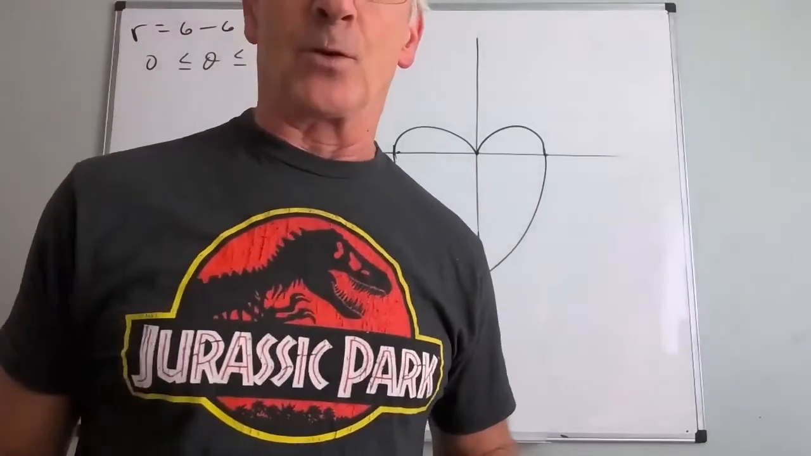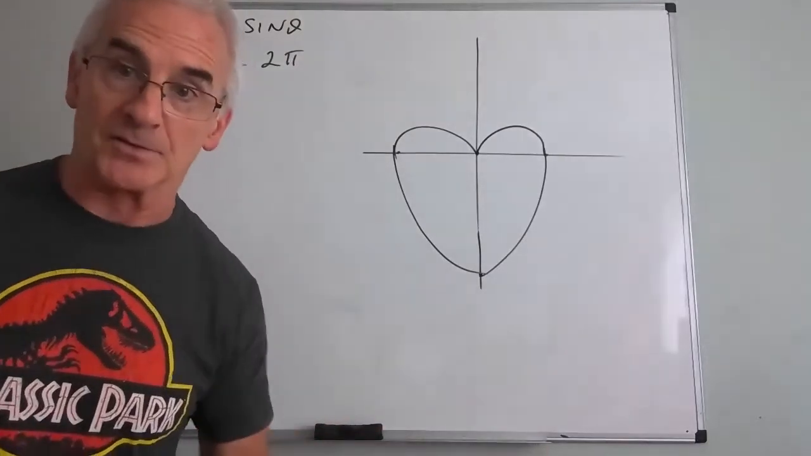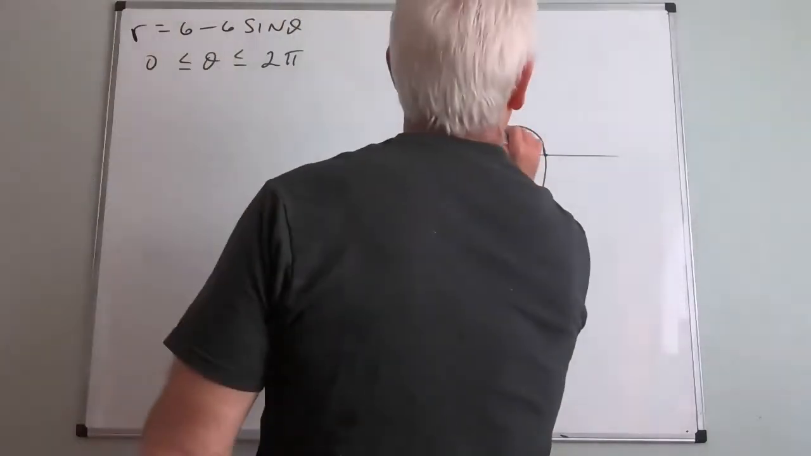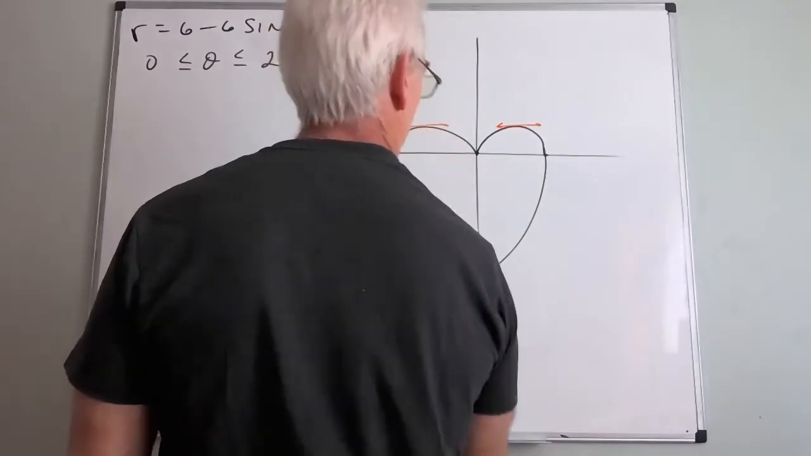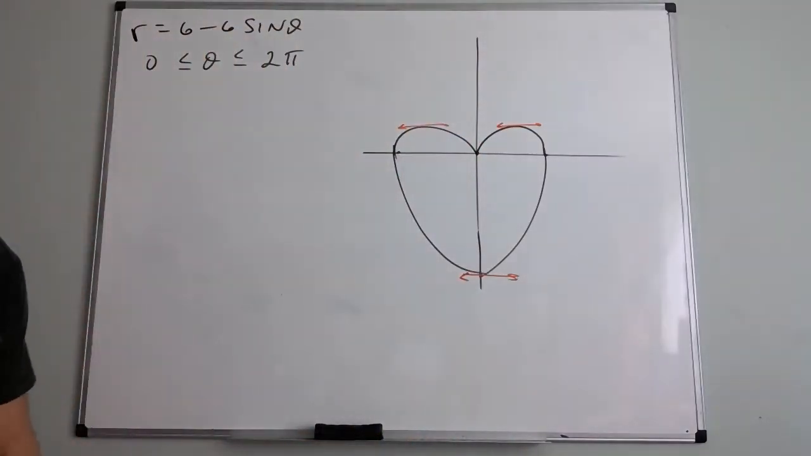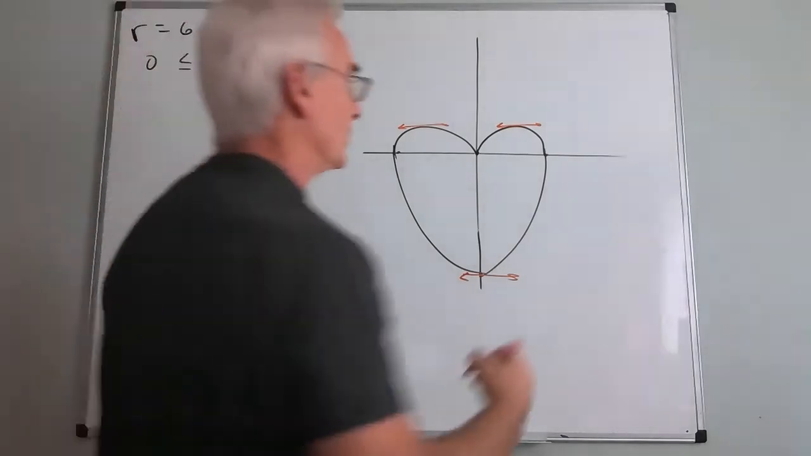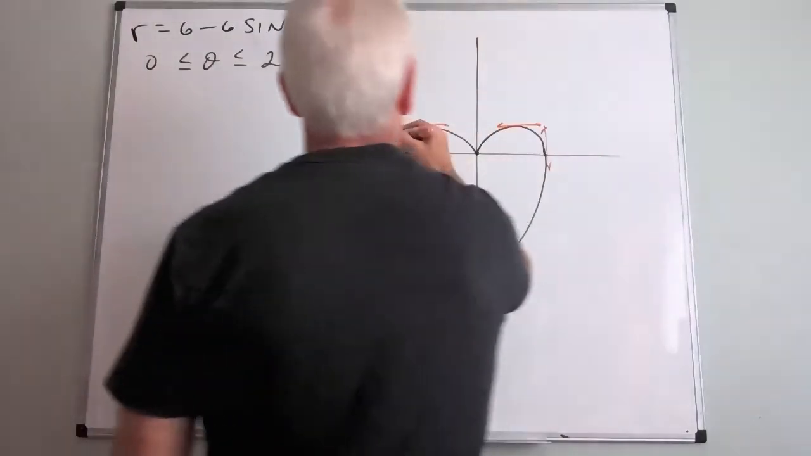Where is the tangent line horizontal? Where is the tangent line vertical? Now, I'm not going to guess the angles, but I think it's fair to say that here, here, here, that does not come to a sharp point. That's a curve. Where is it vertical? Somewhere around here, somewhere around here.